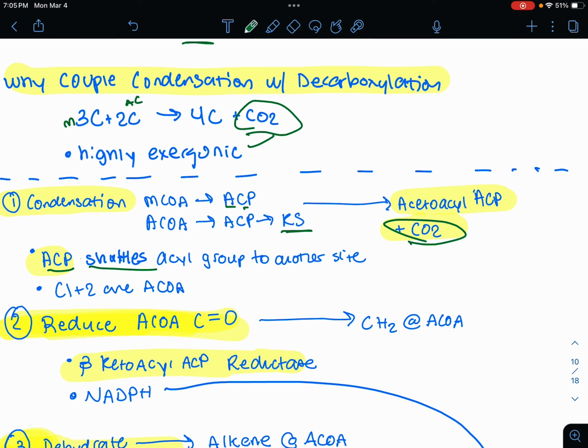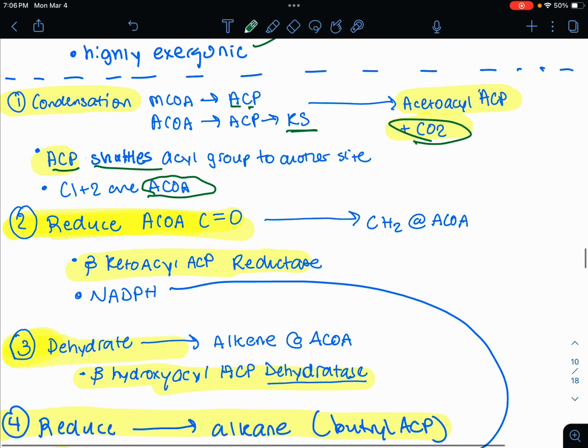Carbons 1 and 2 are going to be acetyl-CoA. We're going to be working on the carbonyl group of the acetyl-CoA, and that's tied to the malonyl-CoA, but the malonyl-CoA is bound elsewhere. Okay, so second, we're going to use reduction.